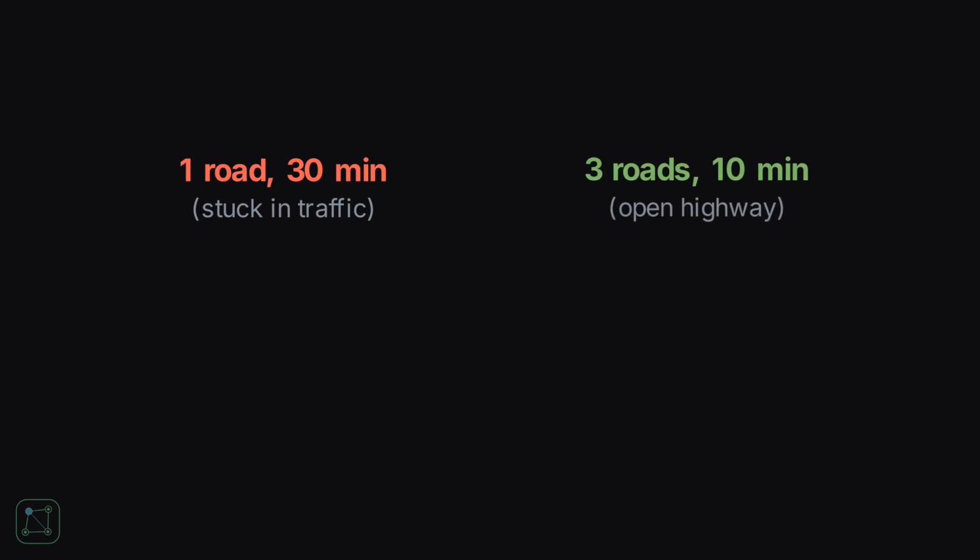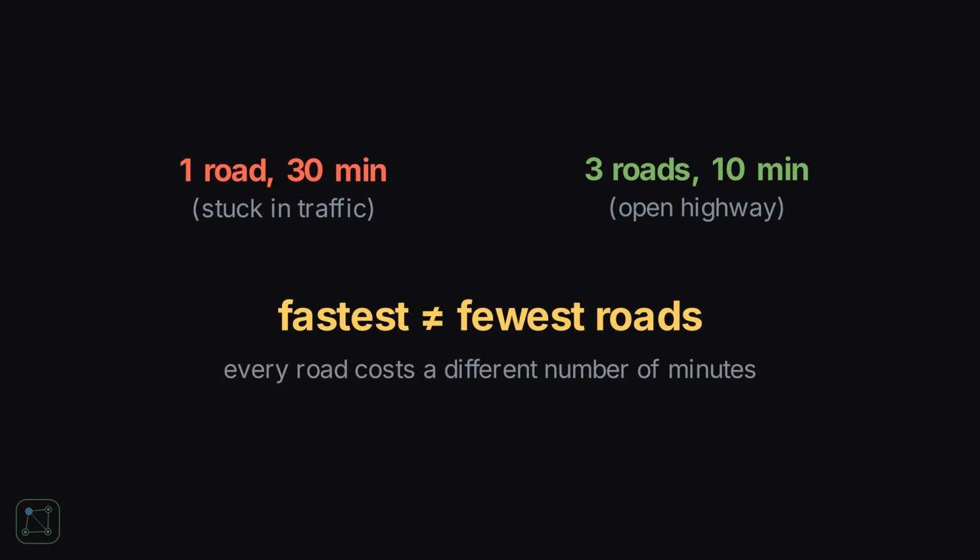Google Maps looks at a map with millions of roads and hands you the fastest route in a fraction of a second. And notice, it's not the route with the fewest roads. A long, empty highway can beat a short street stuck in traffic. So how does it find the fastest when every road takes a different amount of time?